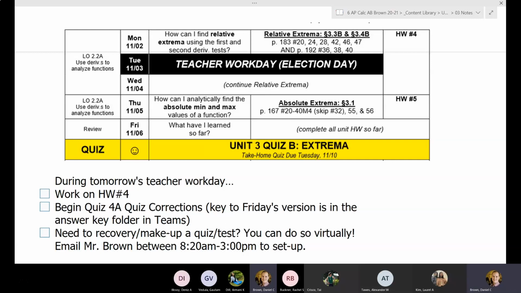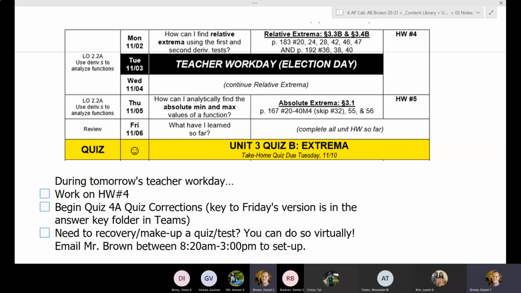I am going to pass out the quiz 4A to you. If you did take it last week, you can go ahead and start getting ahead. The key is posted in the answer keys folder in Teams. Or if you missed the quiz, or if you want to do recovery on a test you didn't do too well on, whenever you're free tomorrow between regular school hours, send me an email and I will send it out to you to take at home virtually.